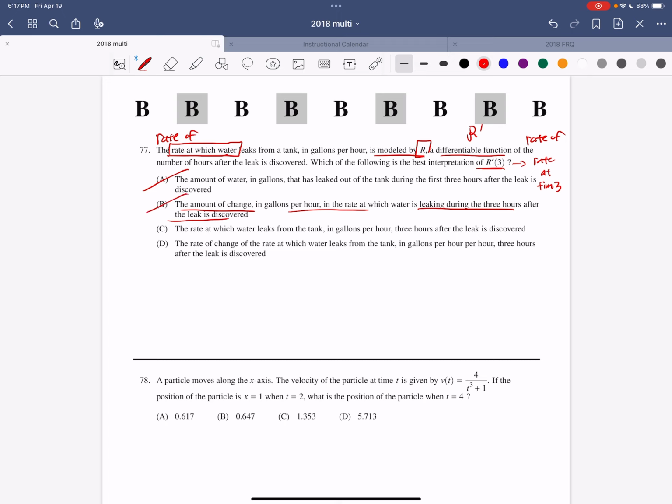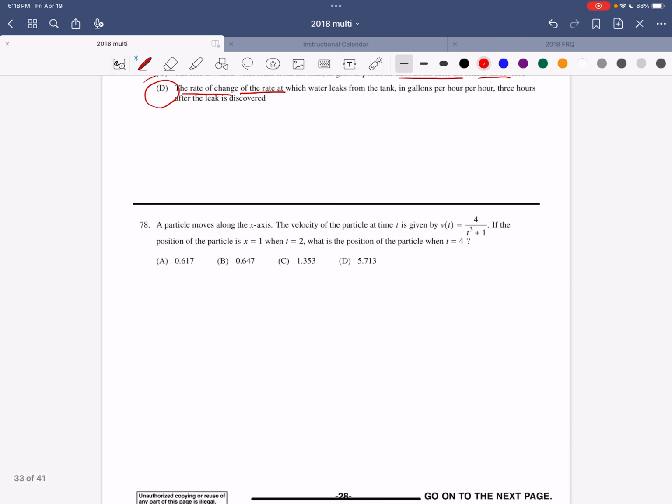The rate at which water leaked from the tank in gallons per hour, 3 hours after the leak is discovered. What does that even mean? So we don't even care. Rate of change of the rate. Do you see the rate of water leaked from the tank in gallons per hour, 3 hours after the leak is discovered? So that's the answer. Rate of rate. It's that simple. Okay.